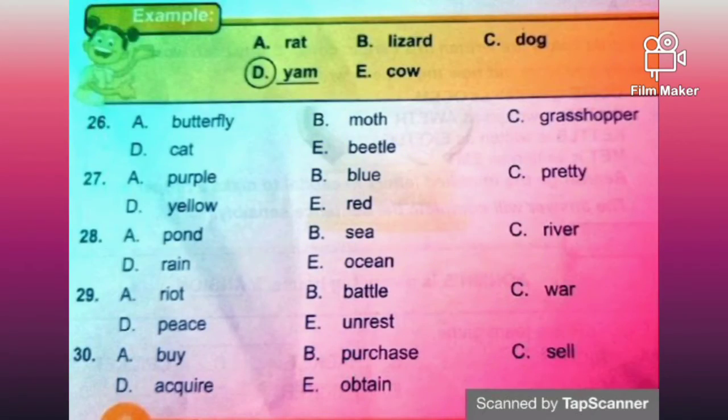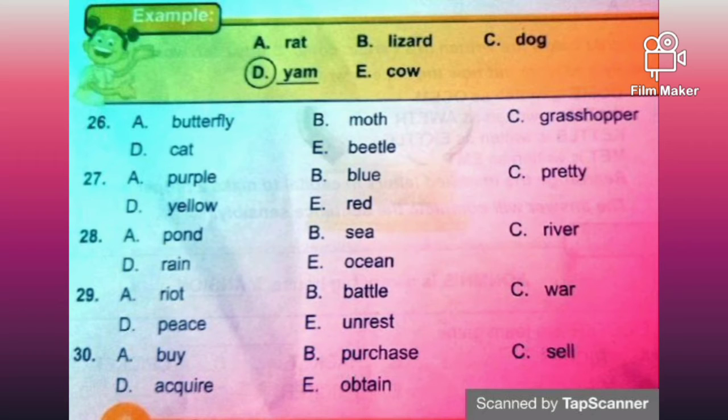Alright, this is gonna be very interesting because we are going to be picking out the odd word from the options. Okay, so now our example given here: A says rat, B lizard, C dog, D yam, E cow. Now if you look at those options carefully, you find out that rat, lizard, dog, and cow, they are animals. But the odd word there, yam, is a food. Do you understand that? So that is the odd word.